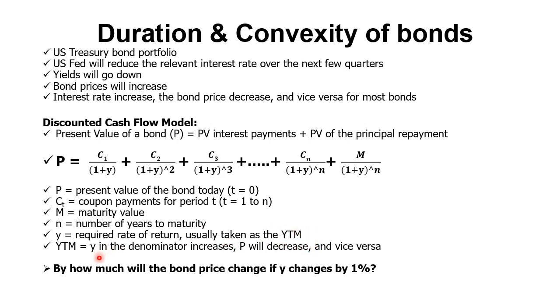Therefore, as the YTM, which is the yield, in the denominator increases, the value of the bond will decrease, and vice versa. Note that by increase in Y, we mean that Y becomes more positive or less negative. The question is, by how much will the bond price change if Y changes by 1%?